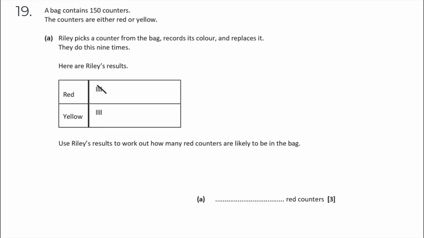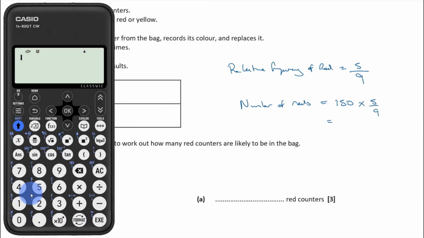Okay, so the relative frequency of red is going to be the 5 reds that he got divided by the 9 draws he made. So that is the relative frequency we've got from the limited testing that he's done. Now, if I want to know how many I would expect to get in the bag, then I'm going to assume that the number of reds is going to be the number of counters in the bag times that relative frequency. I'm a bit miffed that 9 doesn't go into 150, so it's not going to be a nice number, but it is what it is.